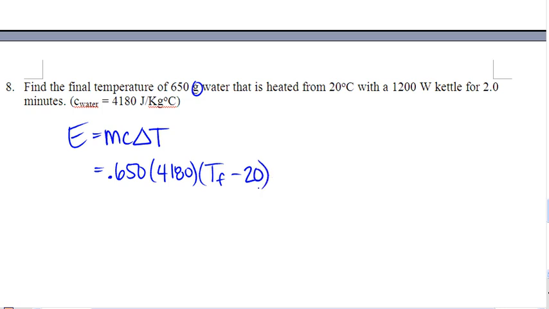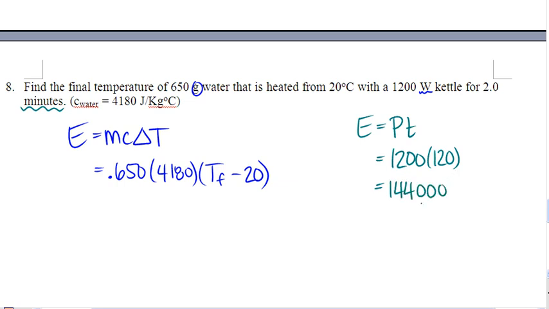But now we've got this other issue of E, the energy. Remember, watts is actually a measurement of power. But we can get a power into an energy if we're willing to try E equals P times T. So we've got 1200 watts with a time of 2 minutes. More units to worry about. Time needs to be in seconds. So that's going to be 120 seconds, which is 144,000 joules. We steal that number and go and plug it in for E.